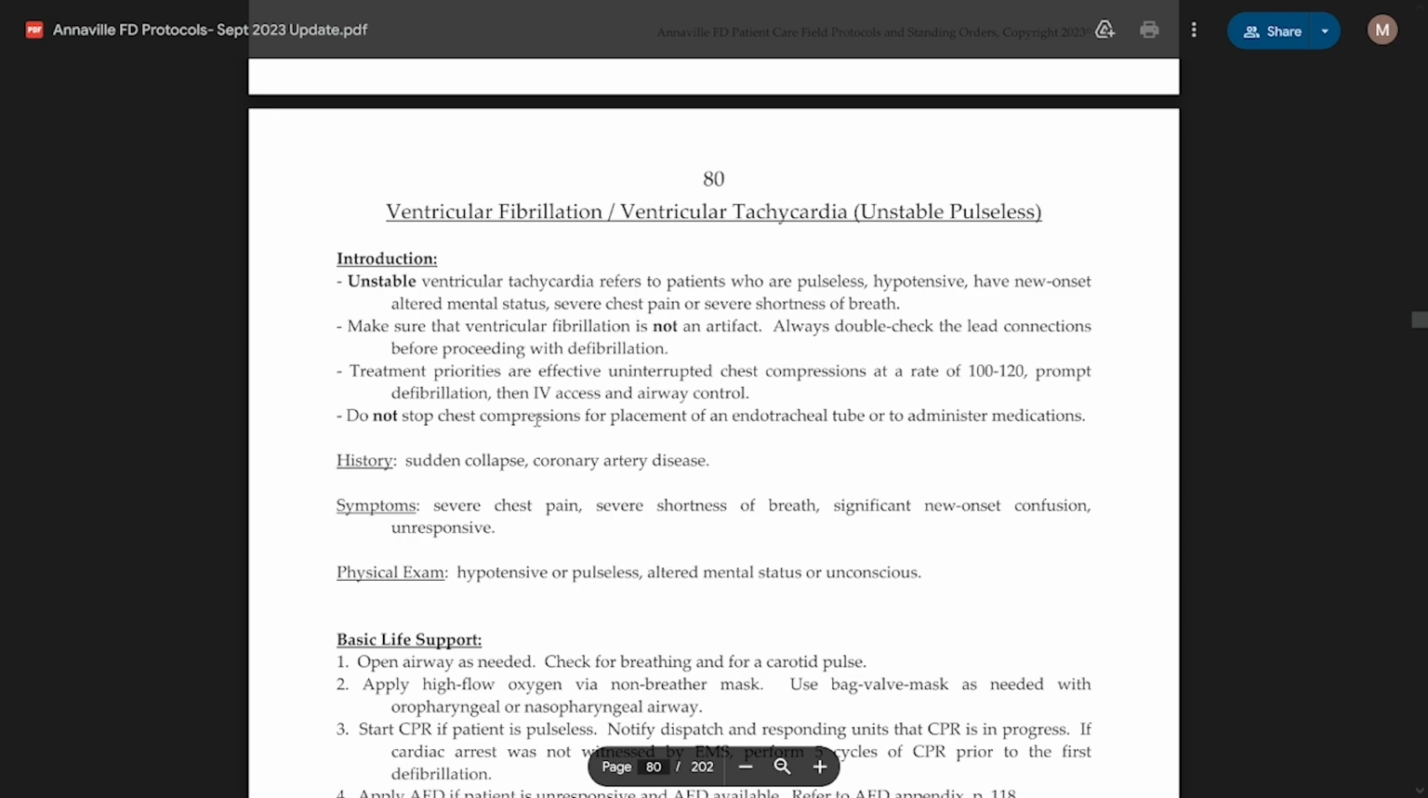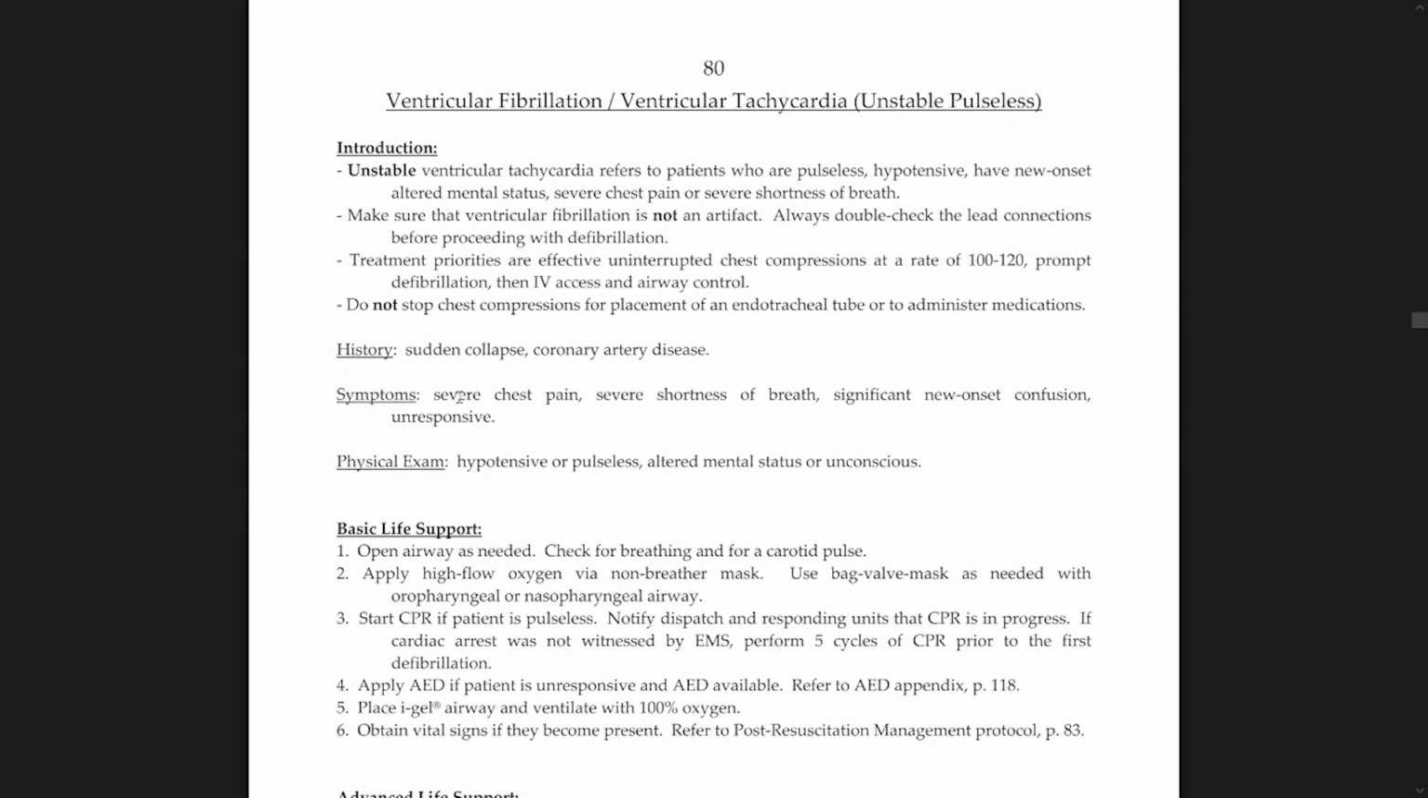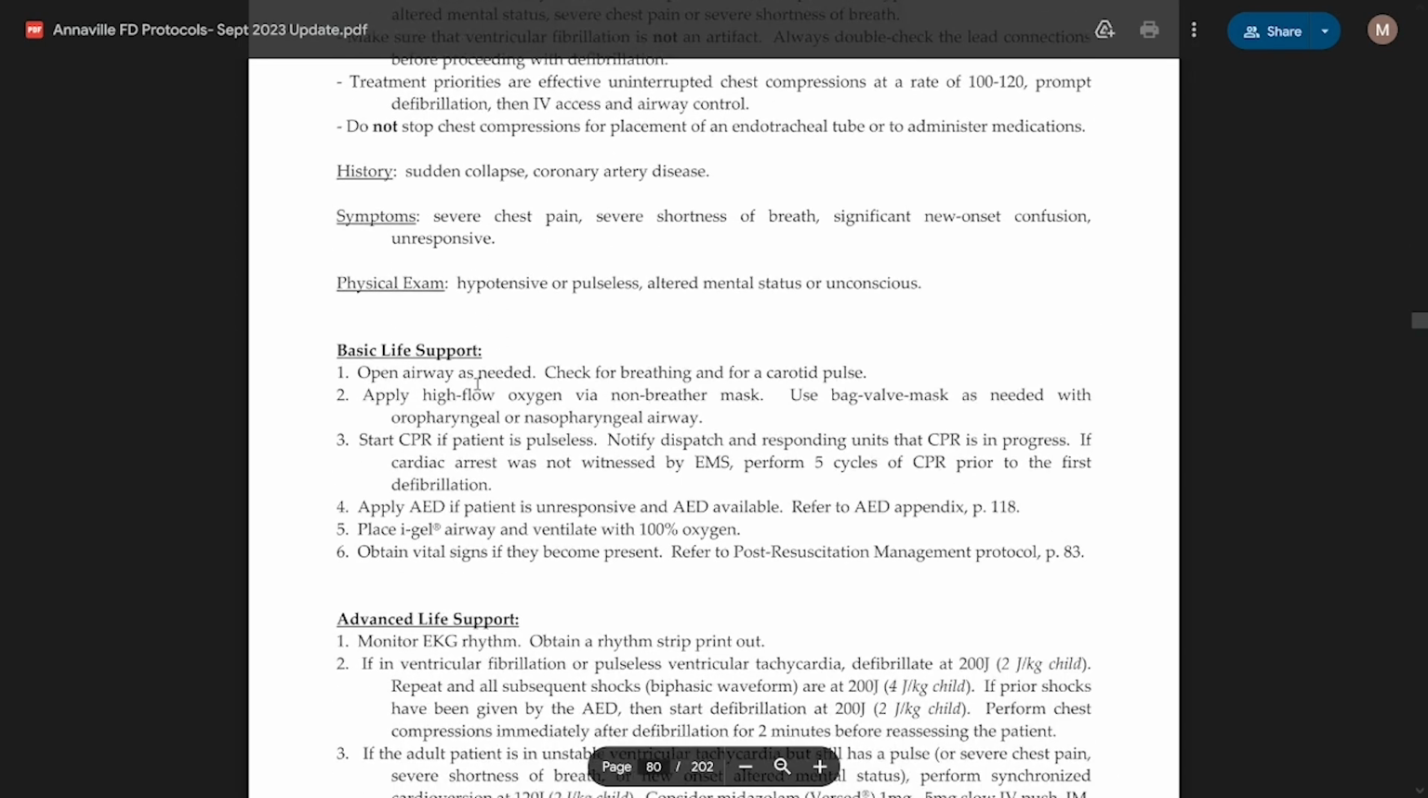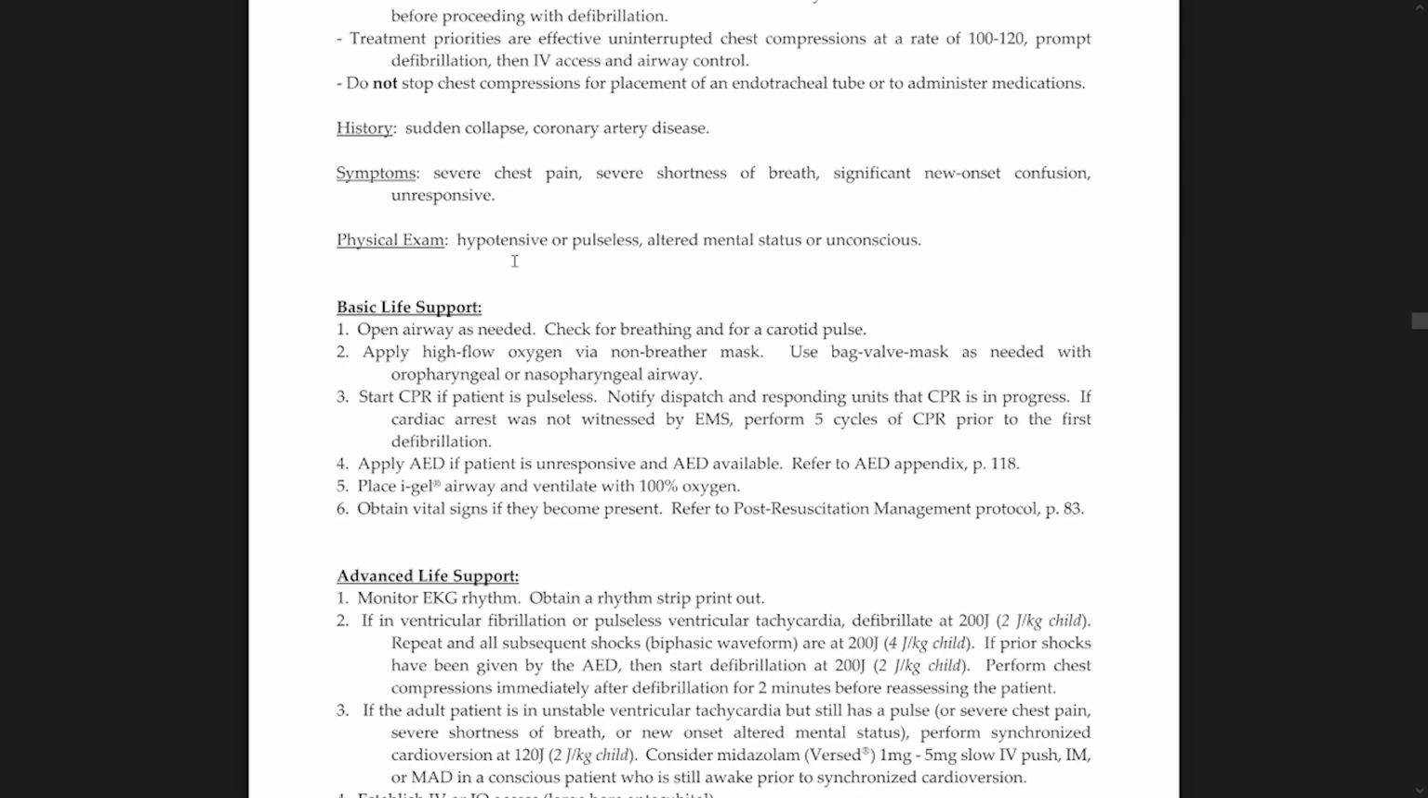The history is a sudden collapse or coronary artery disease. The symptoms are severe chest pain, shortness of breath, significant new onset of confusion, and unresponsiveness. Some physical examination findings are going to be hypotensive or pulseless, and an altered mental status or a patient that's unconscious.